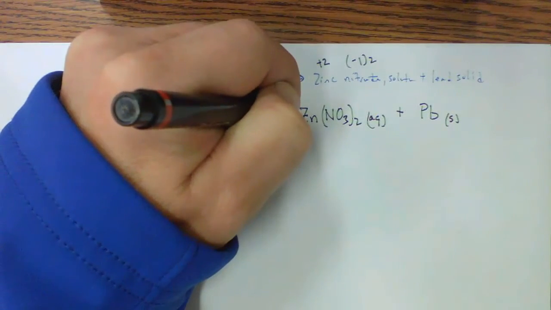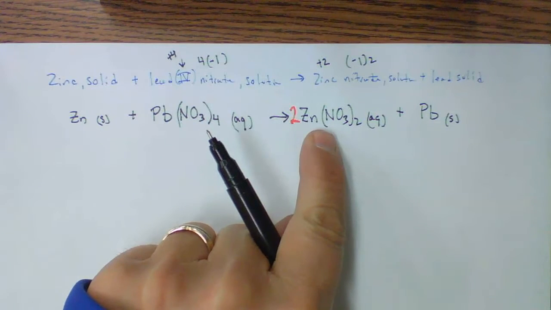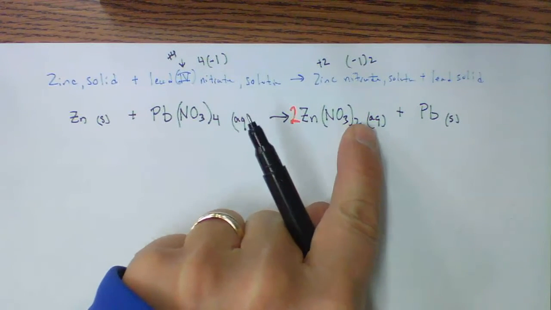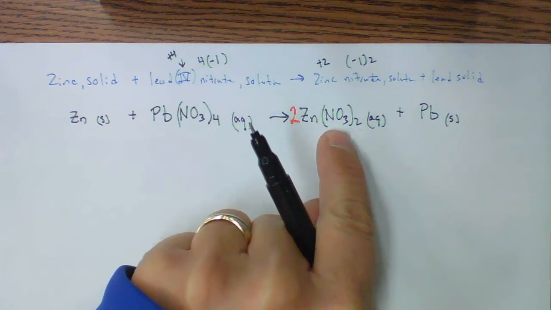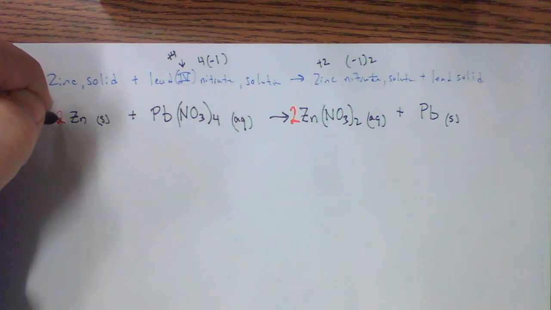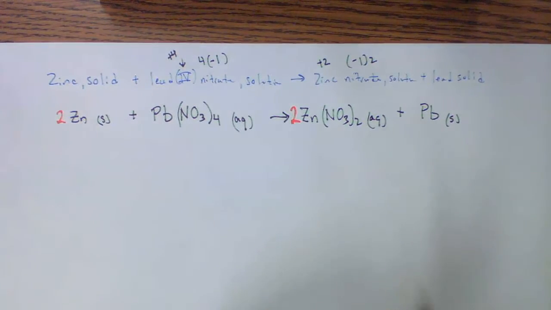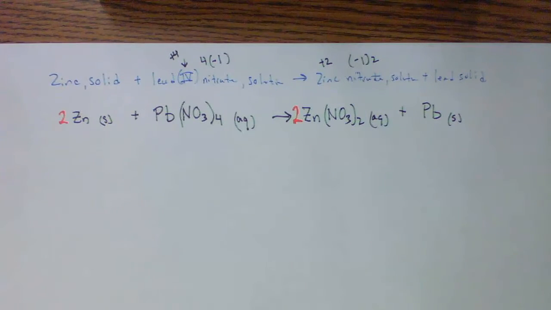Now this is where I'm going to use my coefficient to show that I have 2 of my zinc nitrates, which means that I now double that, so I've got 4. But that doubled my zinc, so I need to make sure I put a 2 over here, so I have a nice 2 for my zinc. And this is my balanced chemical equation. Okay, so I did the first step.